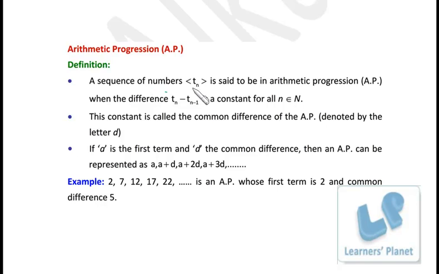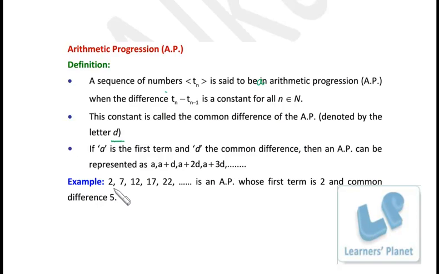A sequence of numbers Tn is said to be an arithmetic progression when the difference between the nth term and the (n minus 1)th term is a constant for all n belonging to N, that is natural numbers, right? This constant is called the common difference of the arithmetic progression, and we denote it by d. Here a is the first term and d is the common difference, and we can represent this AP as a, a plus d, a plus 2d, a plus 3d, and so on.